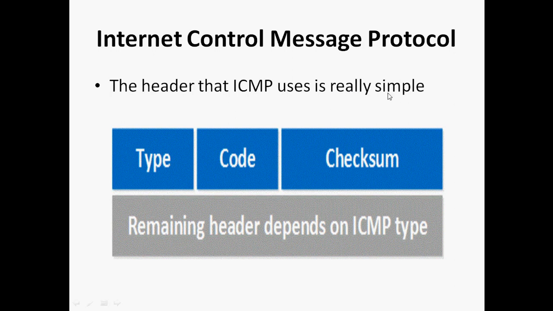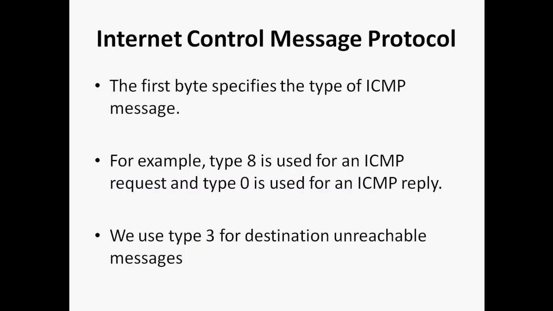So this is the ICMP header, very simple. The first byte is the type, the second byte is the code, and the next field is the checksum. The remaining header depends upon the ICMP type. The first byte specifies the type of ICMP message. The type can be 0 to 255, and each type indicates a different kind of ICMP message.